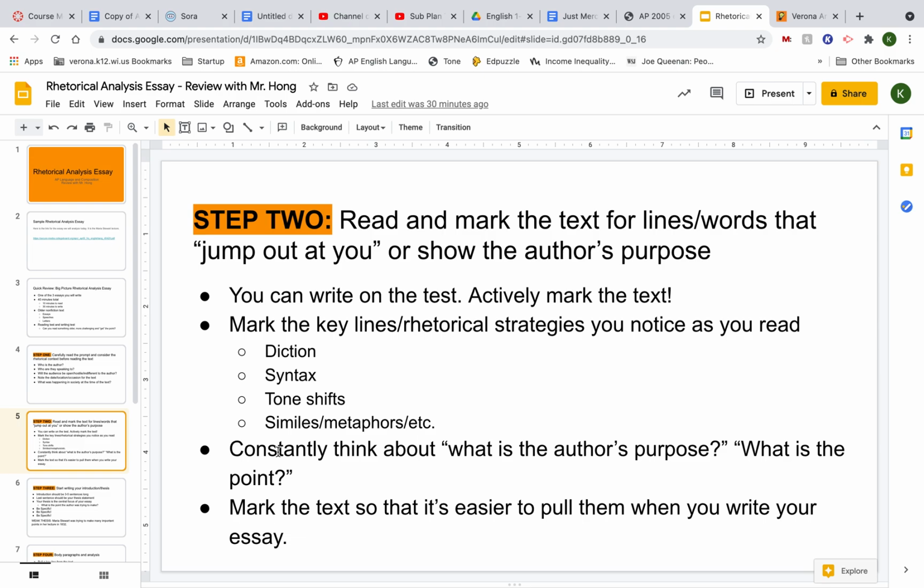So you want to be just marking, circling the text as you go through it. I want you constantly thinking, what is the author's purpose? What is the point that the person is trying to make? And as you mark the text, it's going to be so much easier for you to pull it when you start writing your essay. All right.